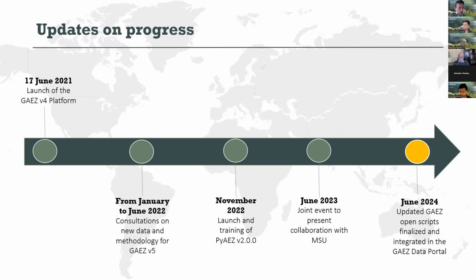So in 2021, the Geospatial platform was launched. That's an important milestone because the data were not yet available, and because of the large amount of data, it was complicated to make them available. Now we try to significantly increase the number of data and applications, also through the development of PyAEZ. Since January 2022, a number of consultations started, and several of you were part of this consultation on how we can improve this methodological approach.